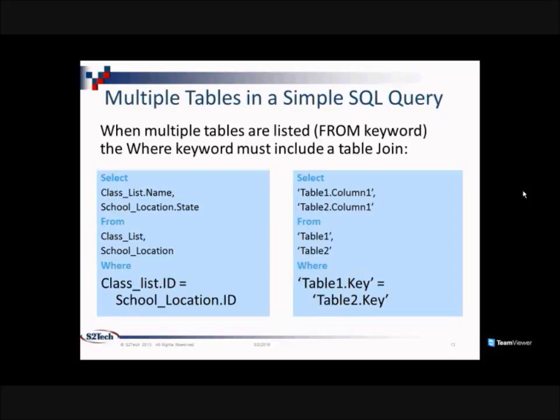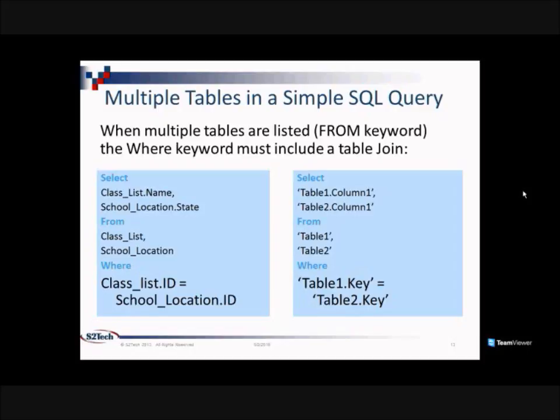That's my key identifier number. Then that identifier number, 1, 2, and 3, must be present in both tables, so that when I bring back the name of the person from the class list, and I bring back the state from the school location table, I'm bringing back the state that corresponds to this name, not just some random state from some other person.